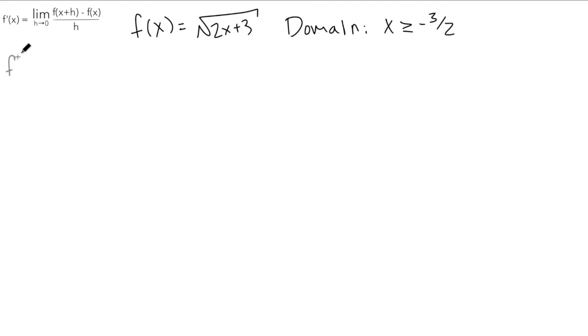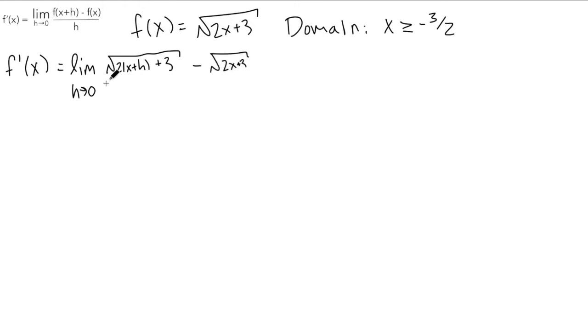Now I'm going to write the f prime of x notation. So the derivative as a function equals the limit as h approaches 0 of the square root of 2 times x plus h plus 3. So that's f of x plus h, minus the square root of 2x plus 3. And this is all over h.